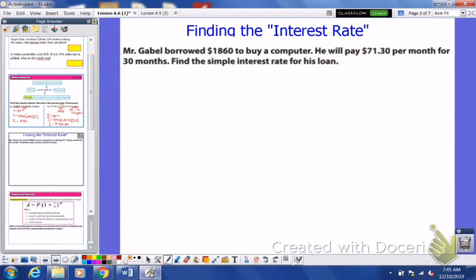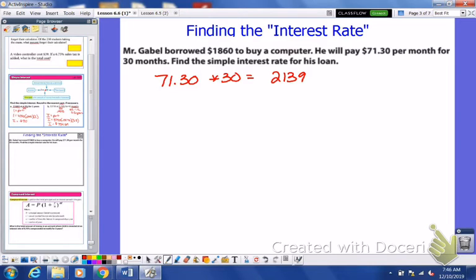Now, still working with simple interest, we want to be able to find the interest rate. Mr. Gable borrowed $1,860 to buy a computer. He will pay $71.30 per month for 30 months. We want to find the simple interest rate for his loan. First off, he paid $71.30 for 30 months. Let's find out how much he paid total. We're going to multiply that. So $71.30 times 30 tells us that he paid a total of $2,139.